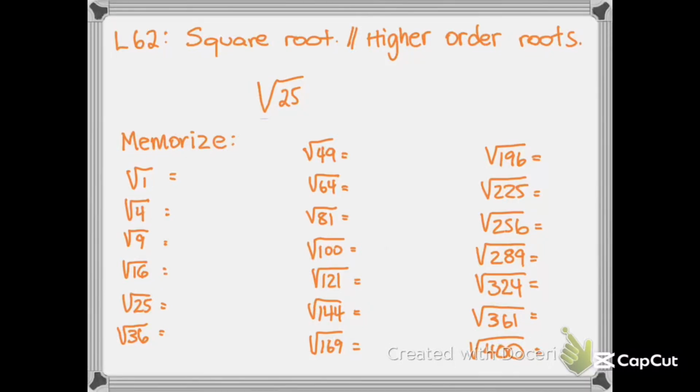Lesson 62, square root and higher order roots. So in a radical, this part is called the radicand, and the number in here is the index. Now in a square root, we don't have a number in there. We don't write it down, but there is a number, which is 2. Square root is for 2, but because that's the smallest, we don't write it down.